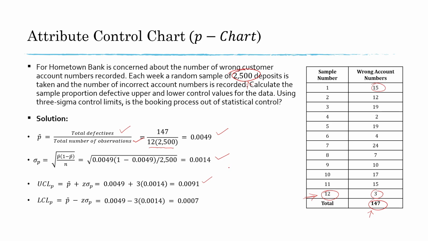Note that for Z, we use a value of 3 as per 3 sigma control limit according to the information given in the data. In the next slide, we will plot these values to check whether the process is in statistical control or not.